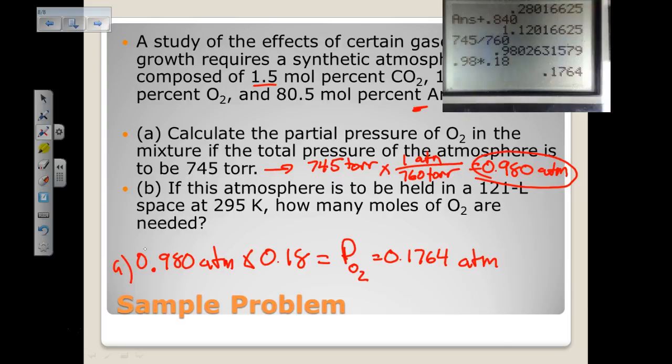Okay, and it says if this atmosphere is to be held in a 121 liter space, how many moles of O2 are needed? Okay, well, this is the neat stuff. We have a pressure, we have a volume and a temperature, and now we want moles. Well, how do we do all that? Now we use the ideal gas law. PV equals nRT.